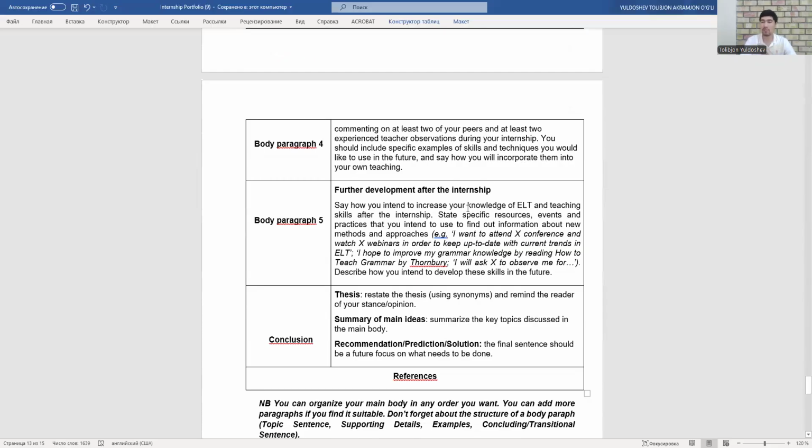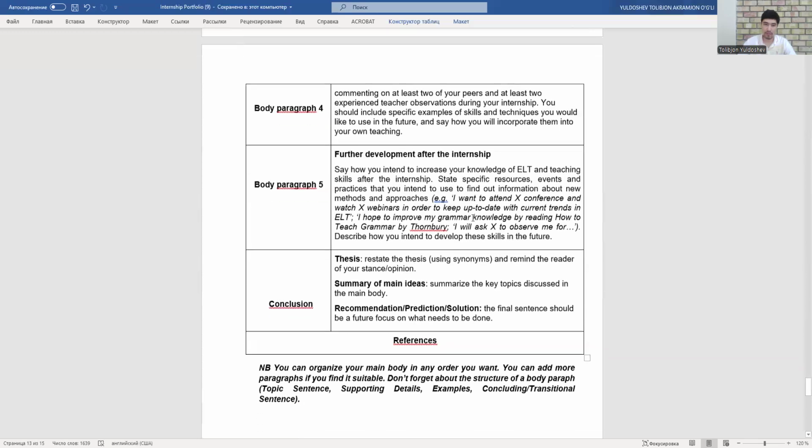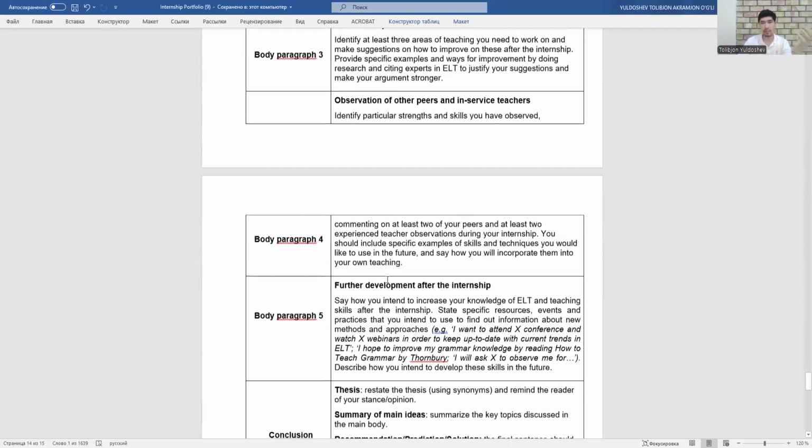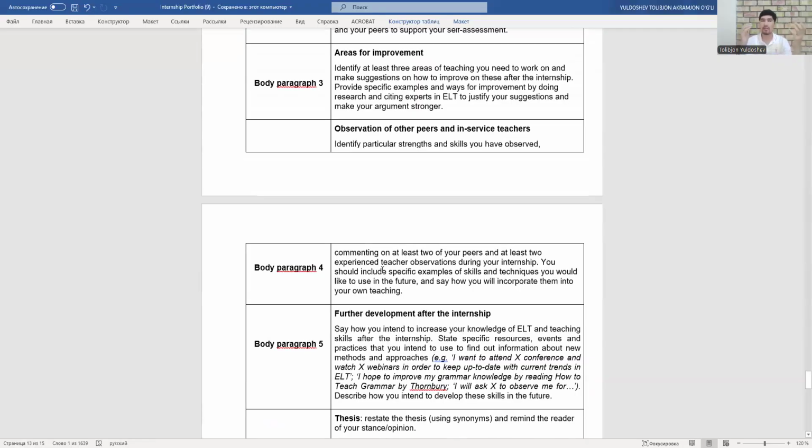Like, are you going to do any courses or are you going to attend any conferences? So you can write about this. Conclusion is usually like you are summarizing main ideas and you're giving some recommendations or prediction solutions to yourself. Make sure that you use references. Something that your instructor highly values is in your essay, something that you connect the theory that you have learned at university and something that you have seen or implemented at school.